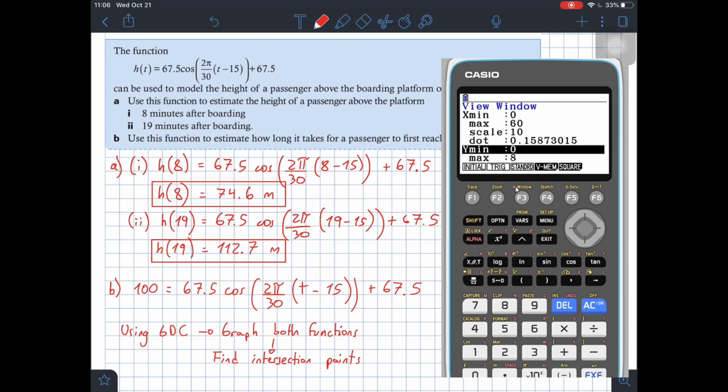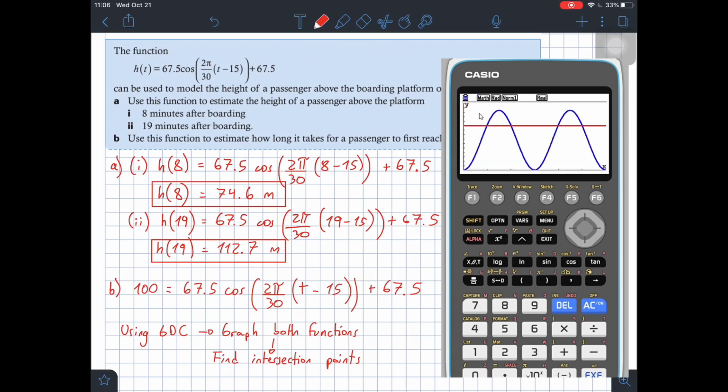Then the minimum value could be 0, since we're talking about height. Our maximum value should be double this value, 67.5. We can try 150 to exaggerate a little bit. Scale, we could write 10, that's fine. And we should be able to see the graph now. Let's see. Yes, there we have the function. So we have the model of the situation.